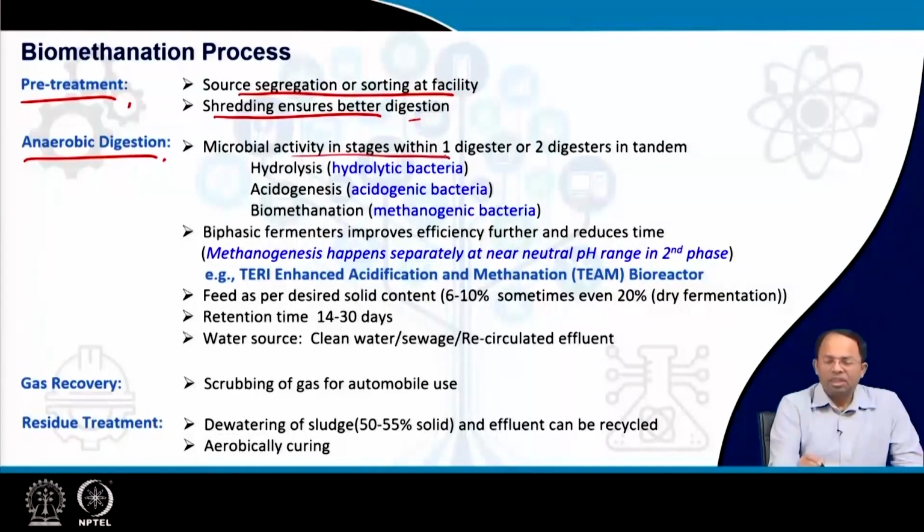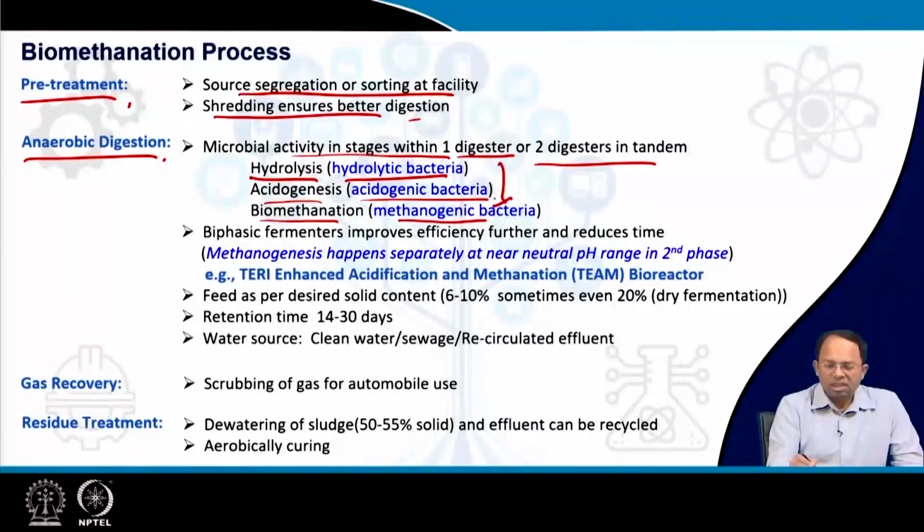Microbial activity happens in two stages. It could happen inside one digester, one stage after another, or it could happen in two digesters in tandem as well, right? So what are the different kinds of bacteria? Like earlier we have learnt about different kinds of bacteria which act as per different temperature ranges. Here also similar concepts apply. Hydrolysis is by hydrolytic bacteria, acidogenesis by acidogenic bacteria, and finally biomethanation by methanogenic bacteria.